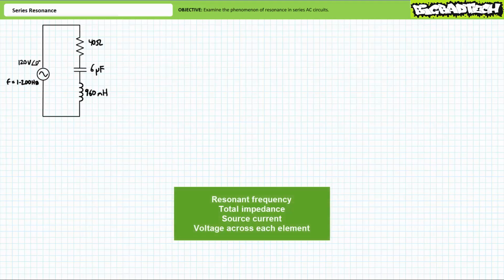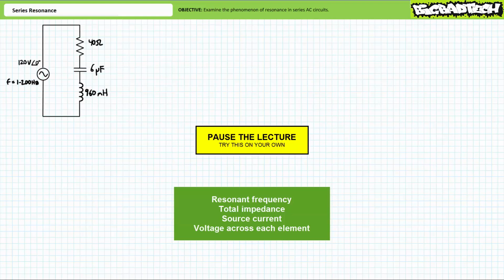See if you can determine the resonant frequency of this circuit and determine the electrical properties of this circuit at conditions of resonance, specifically total impedance, source current, and voltage across the resistor, capacitor, and inductor. By all means, pause the lecture and try this on your own. If you're tracking, you should have obtained the following results.